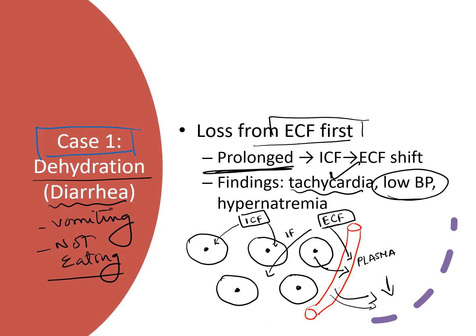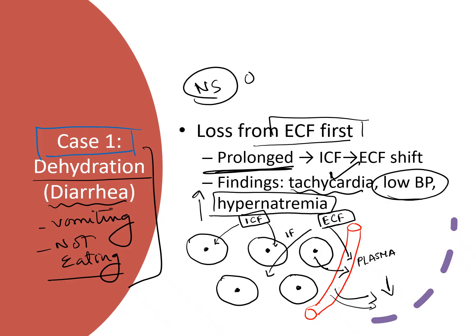And when you lose fluid from the plasma, your body will try to compensate by moving fluid from the interstitial space and from the intracellular cells, which will also result in hypernatremia. Your sodium will go high. So how do you help your patient? You can give them normal saline, which is 0.9% fluid. That fluid will go to the capillaries, to the blood vessels, and will compensate for the dehydration.